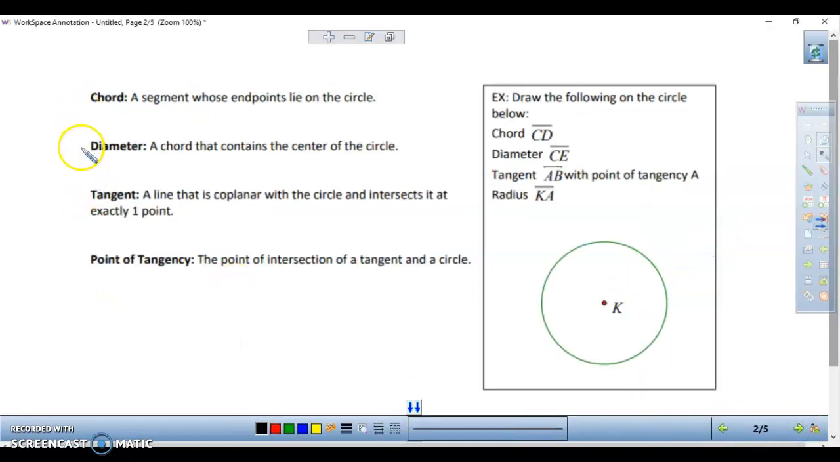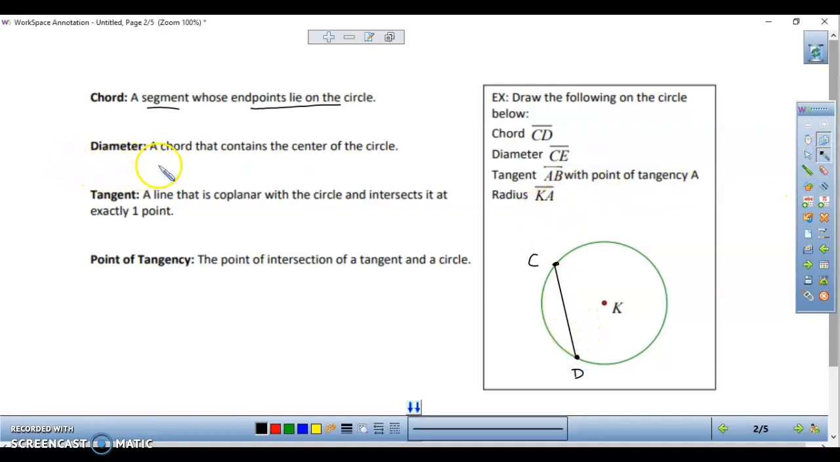All right, so here are some definitions. First is a chord. A chord is a segment, all right? So not a line, not a ray, but a segment. It has 2 endpoints, and those endpoints lie on the circle itself. So let's go ahead and draw a chord CD. To draw a chord, I'm just going to put 2 endpoints anywhere on the circle. How about here and here? And then I'm going to draw a segment that connects those 2 points. So, boom, there is chord CD.